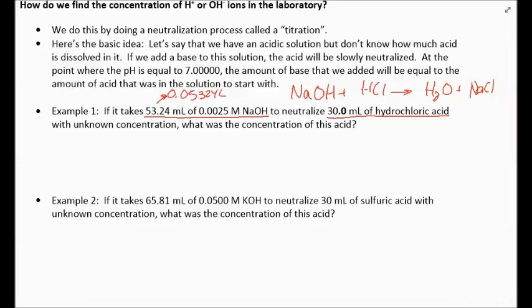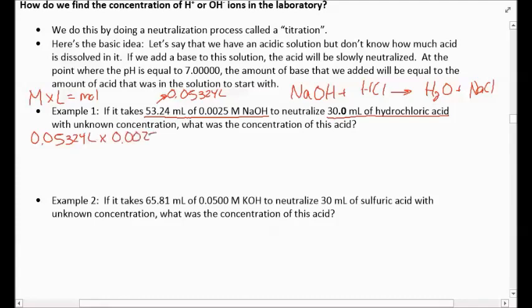So 0.05324 liters and 0.0025 molar sodium hydroxide. I'm going to multiply those values together, because molarity times the volume in liters will give me moles. So this will tell me how many moles I have. Now notice that the 0.0025 molar sodium hydroxide has two significant figures, so I'm going to want two significant figures in my answer. So I'm going to end up with 1.3 times 10 to the negative fourth moles of sodium hydroxide.